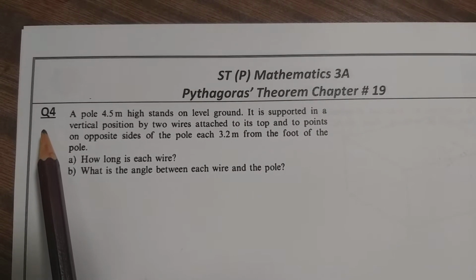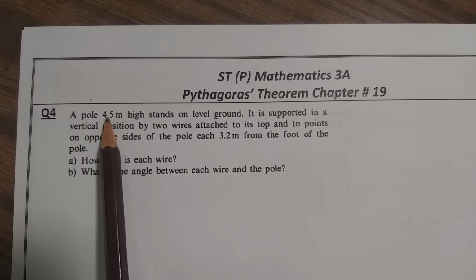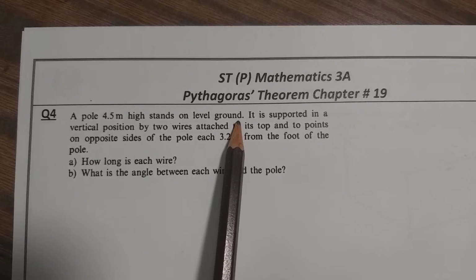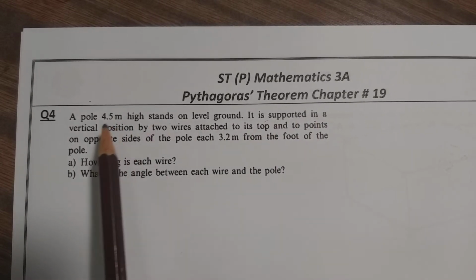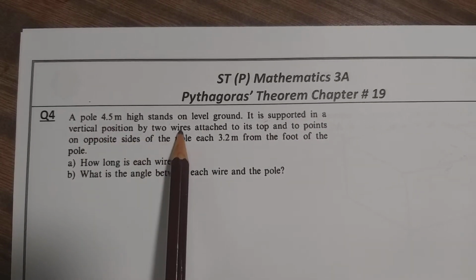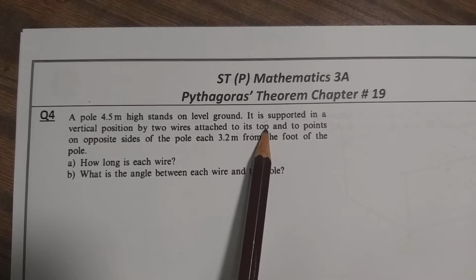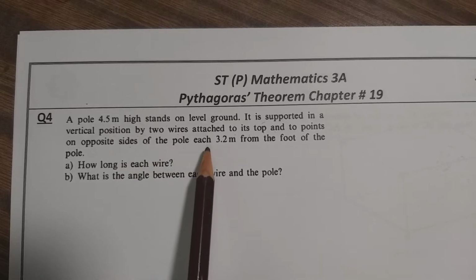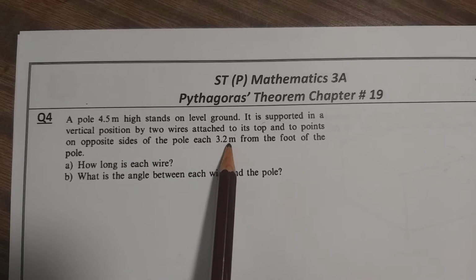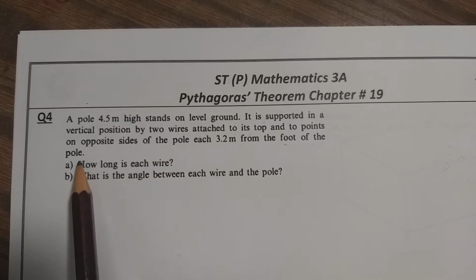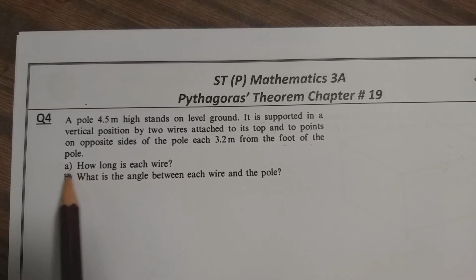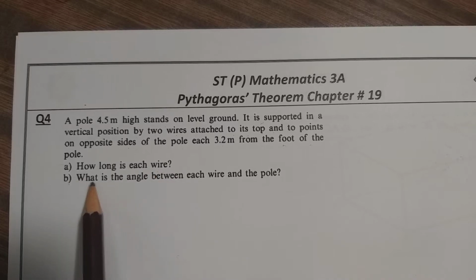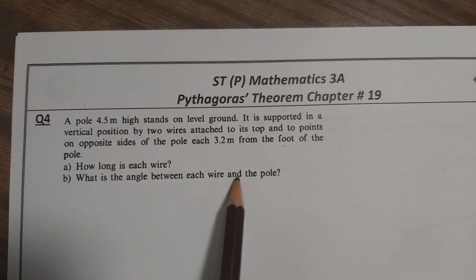Question number 4. A pole 4.5 meter high stands on a level ground. It is supported in a vertical position by two wires attached to its top and two points on opposite sides of the pole, each 3.2 meter from the foot of the pole. The first is required, how long is each wire? And the second, what is the angle between each wire and the pole?